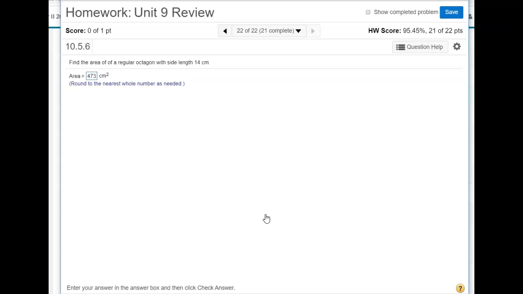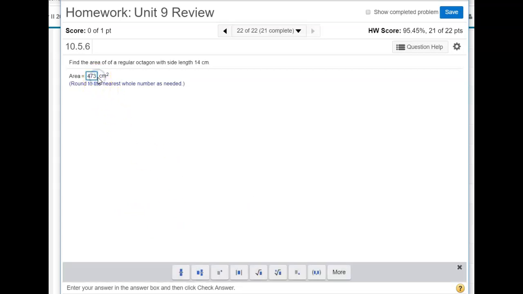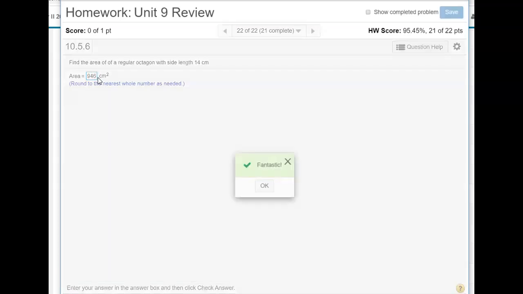And I've just erased all of my work. Let me try again. We had 8 sides times 0.5. One of the sides was 14, and my height was 16.8999. I got something different this time. Let's try it. I got 946. Thinking maybe I took an extra half in there somewhere.